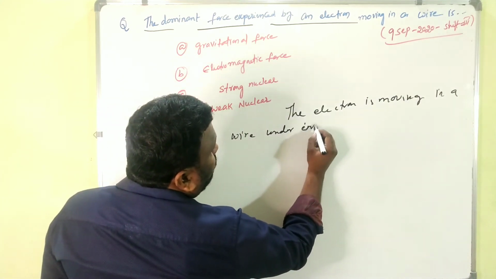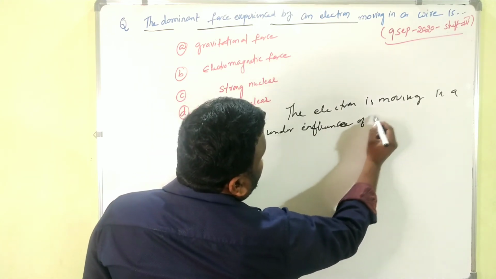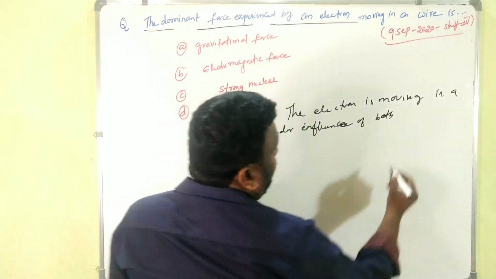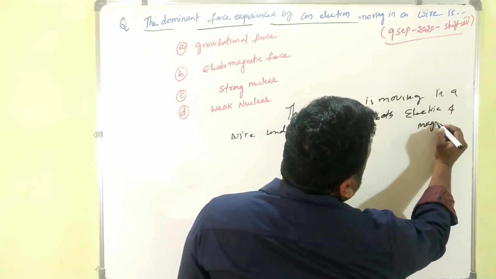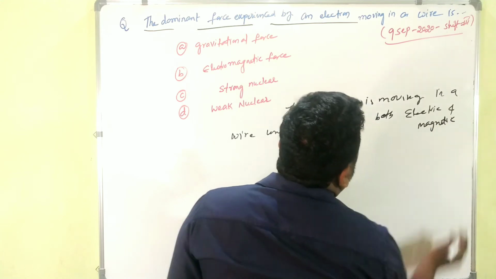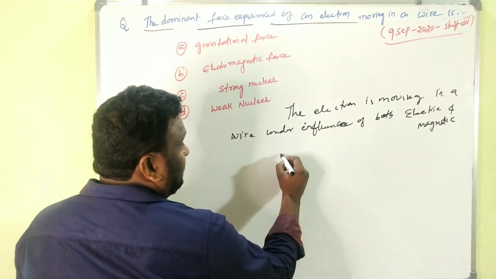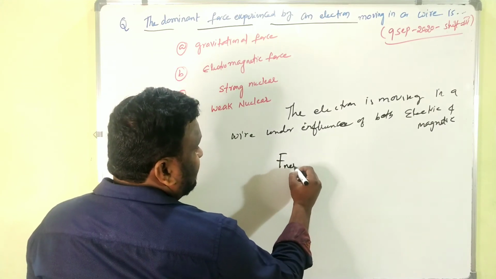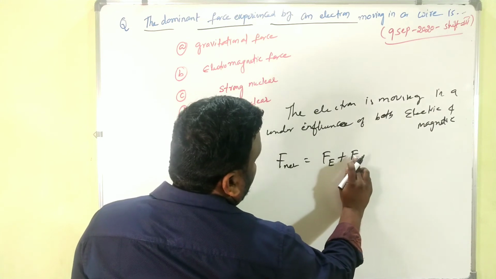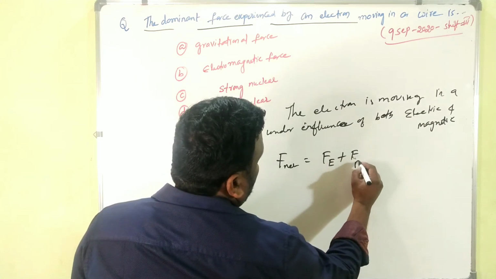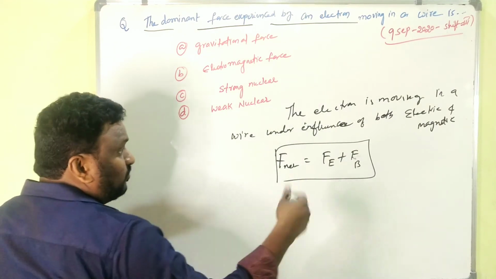The electron moving in a wire is under the influence of both electric and magnetic fields. So we know that F net is equal to simply F_E plus F_B. This is the expression for the net force acting on the electron in the wire.